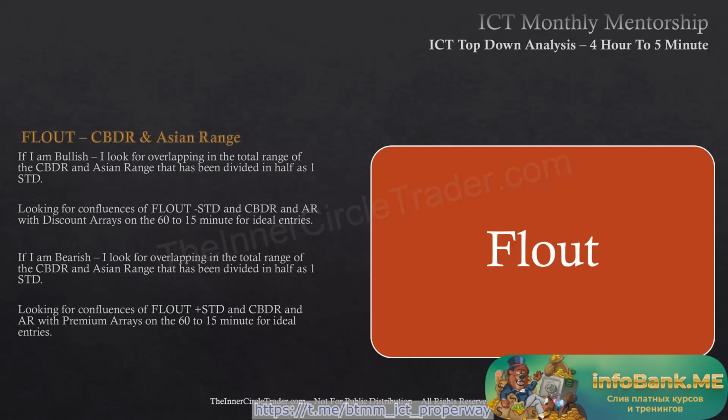Looking for confluences of flout standard deviations and central bank dealers range and Asian range with discount arrays on the 60 to 15 minute is ideal for entries. If I'm bearish, I look for overlapping in the total range of the central bank dealers range and Asian range that has been divided in half as one standard deviation.